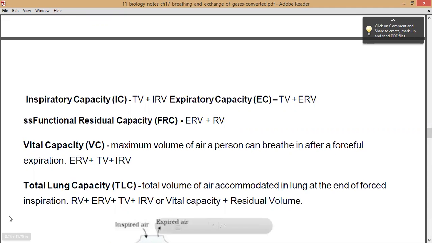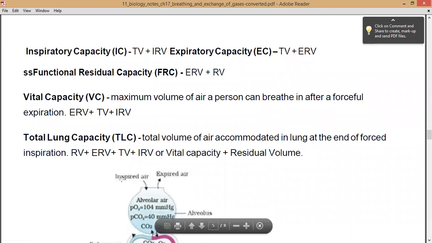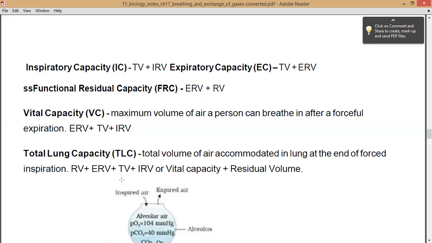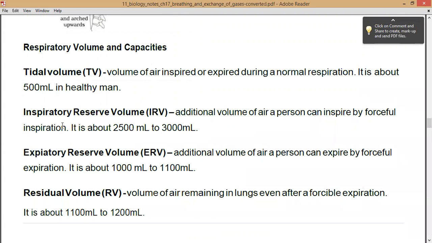And the last one is total lung capacity, that is how much air or volume of air a person's lungs can take in at the end of a forced inspiration. Once you are taking more and more air into your lungs, how much air is accommodated inside your lungs, that is total lung capacity, denoted by TLC. So these are the different terms for the respiratory volumes and capacities.